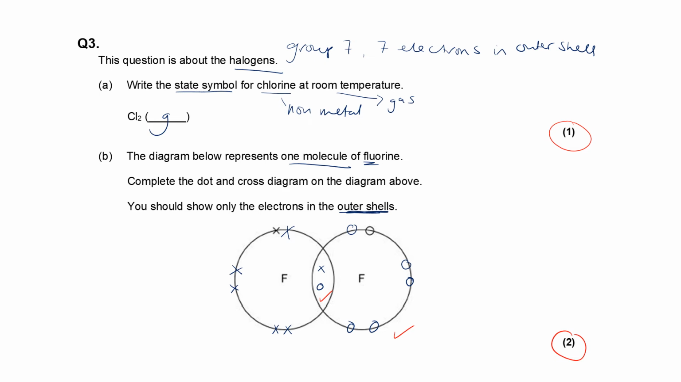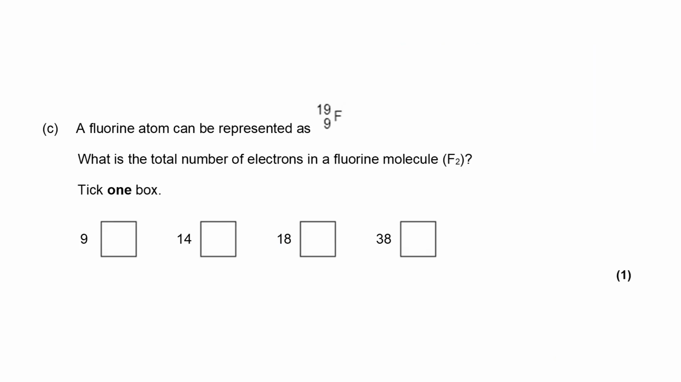Part C, a fluorine atom can be represented as shown. And already I've highlighted the fact that the smaller number is the atomic number, which equals the number of protons, which is the same as the number of electrons in an atom. So it says, what is the total number of electrons in a fluorine molecule? So in a fluorine molecule, F2, it must be 9 plus 9, which will be 18.